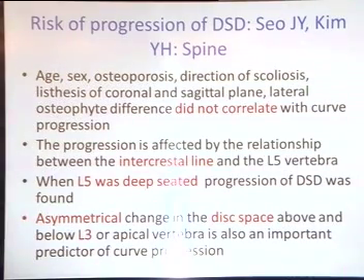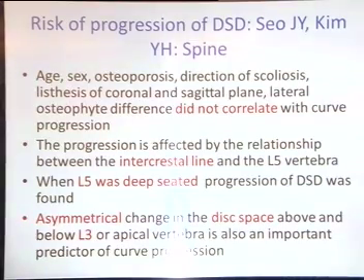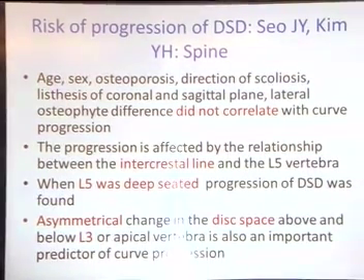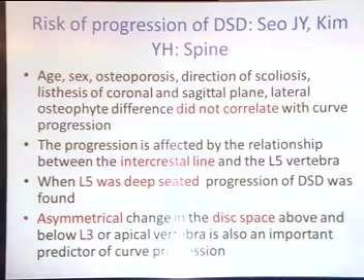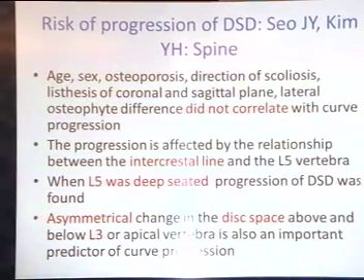But they concentrate more on the intercristal line, the position of the L5. If it is below the intercristal line, if it is more deep seated, the chance of progression is high. Moreover, if the disc spaces above and below the apical vertebra are more asymmetrical, the chance of progression is more. And if the rotation of the apical vertebra is more, then also the chances of progression of these curves is more.